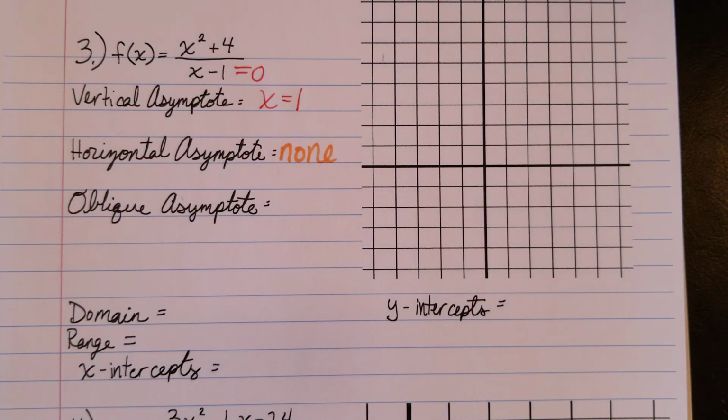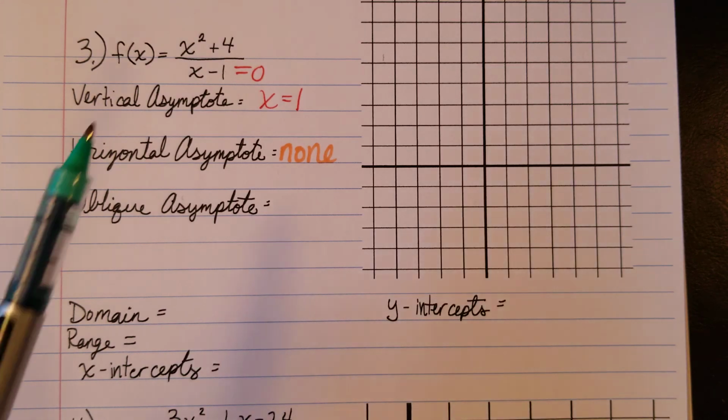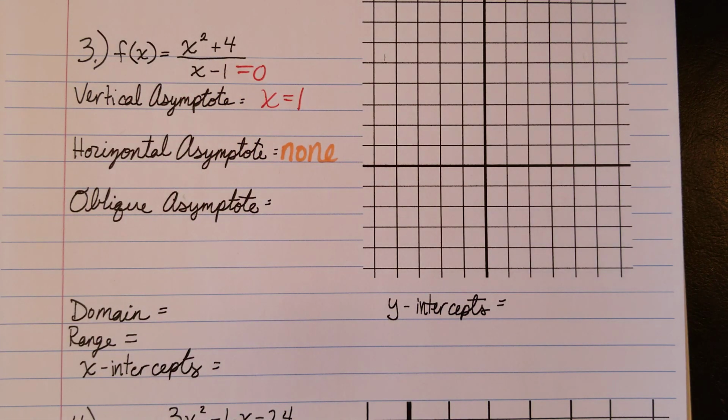All right, so that means that we may have an oblique asymptote. The degree of the numerator is only 1 higher than the degree of the denominator, so we should have an oblique asymptote. And we're going to calculate it by dividing the numerator by the denominator. We can do that with synthetic division.